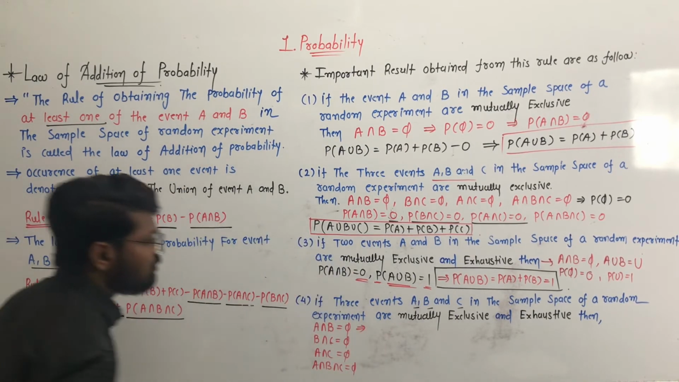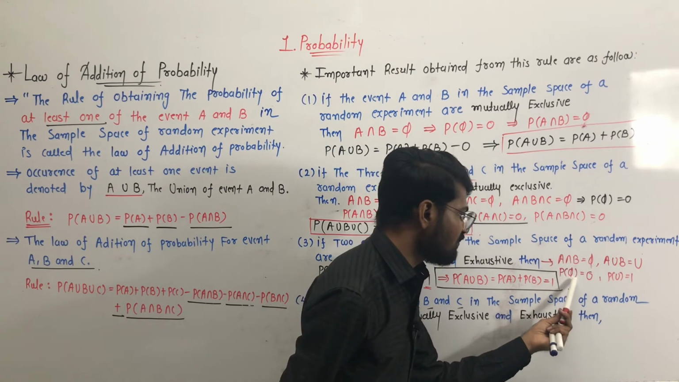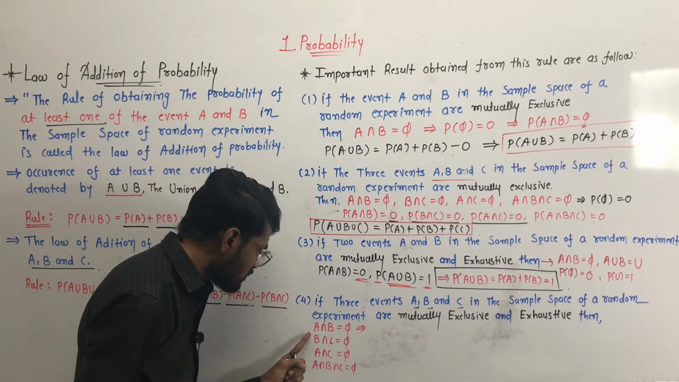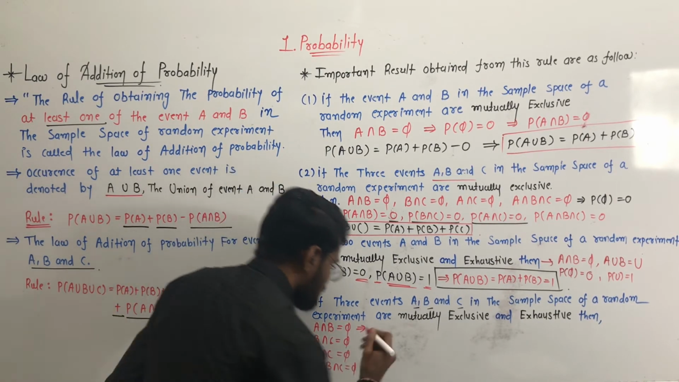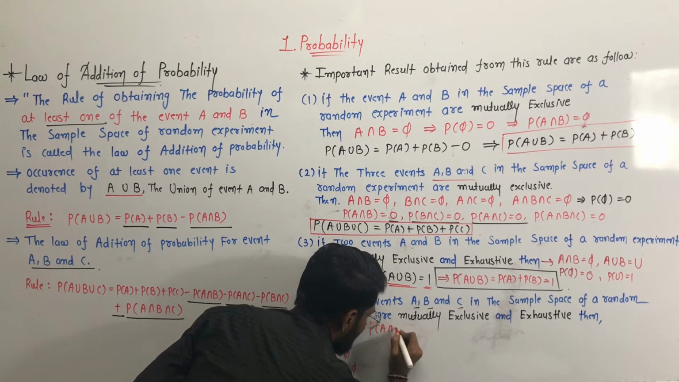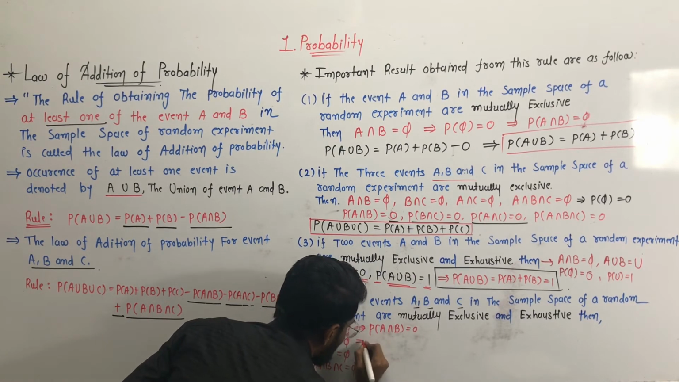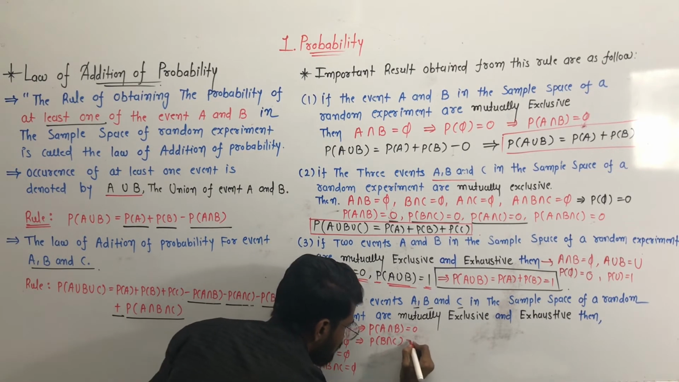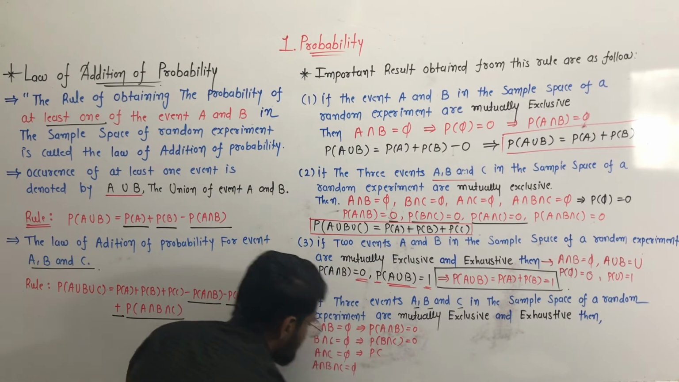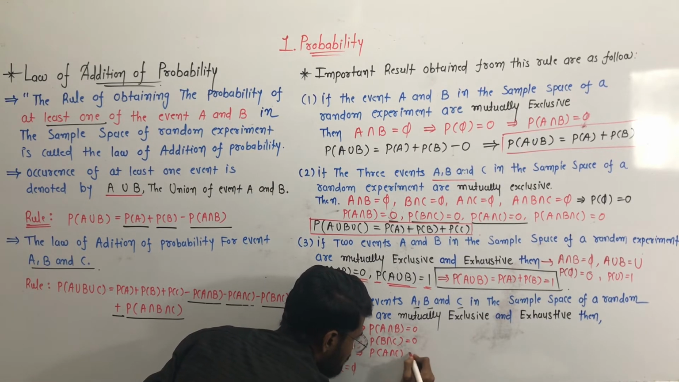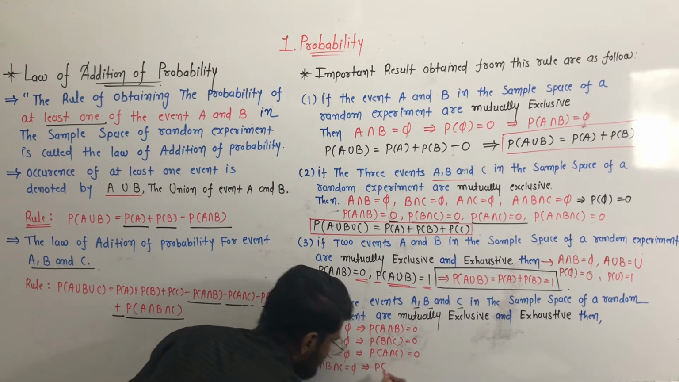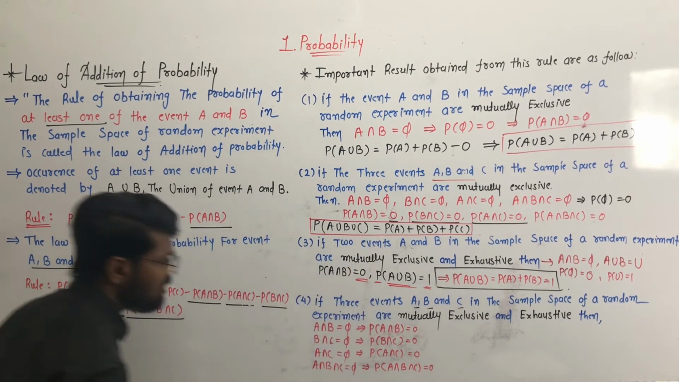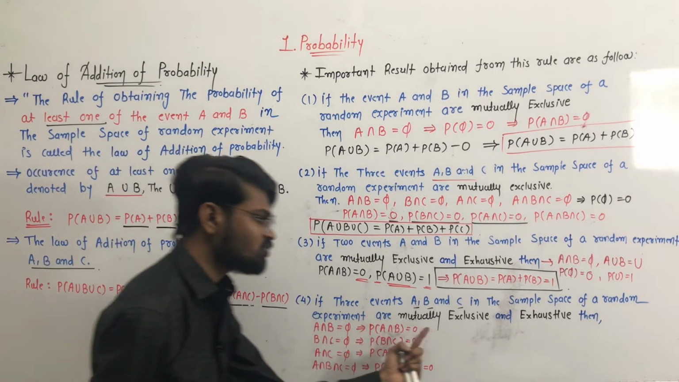And we know that the probability of phi is equal to 0, so the probability of the intersection of events A and B is also 0. Likewise, the probability of the intersection of B and C is equal to 0, the probability of the intersection of A and C is equal to 0, and the probability of the intersection of A, B and C is equal to 0. So this is the condition for mutually exclusive.